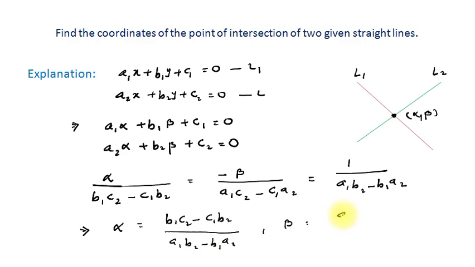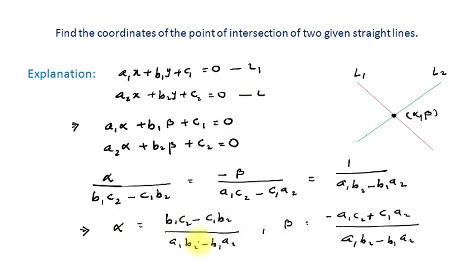and the value of beta is equal to a1 c2 minus c1 a2 divided by, taking the minus sign into consideration, so we can write here plus this one and minus this one, and in the denominator the same term a1 b2 minus b1 a2. So this point lies on both lines, so alpha and beta are the point of intersection of the given lines.